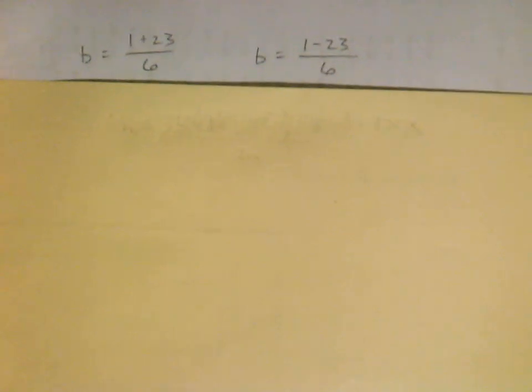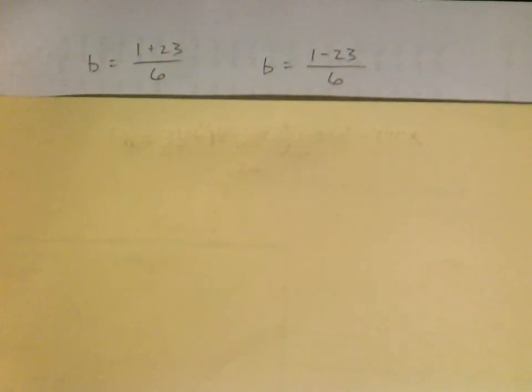At this point, I want to now write the 2 separate lines. All right, b equals 1 plus 23 over 6, and b equals 1 minus 23 over 6.